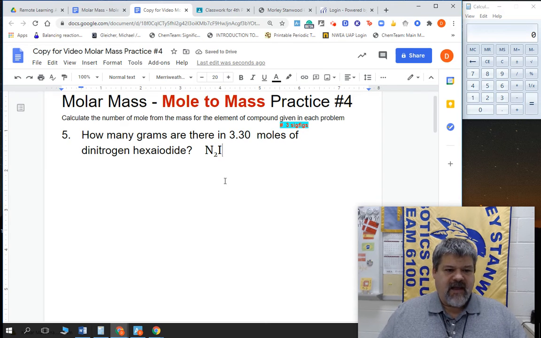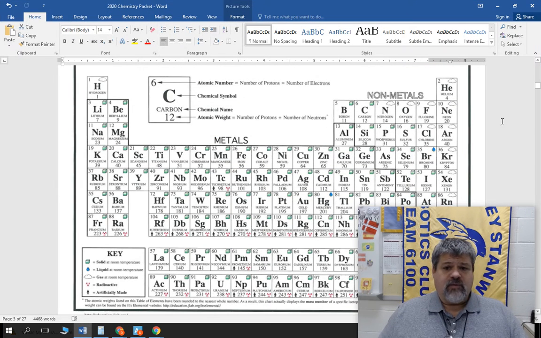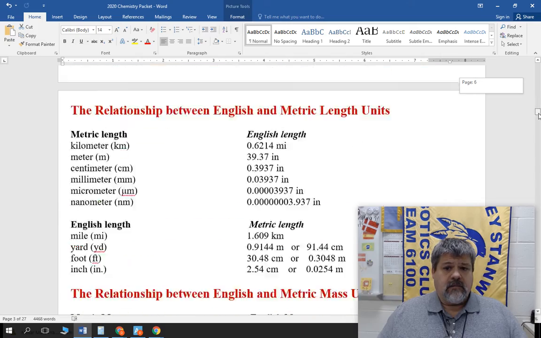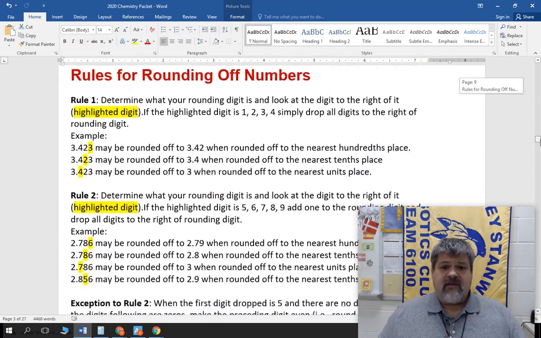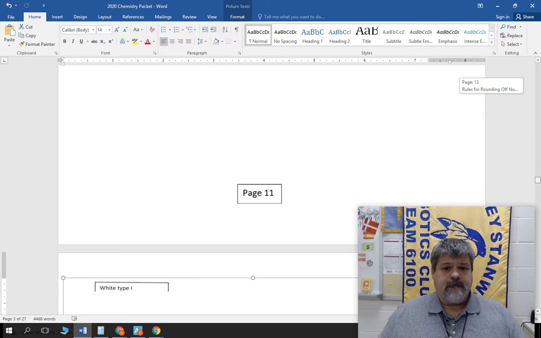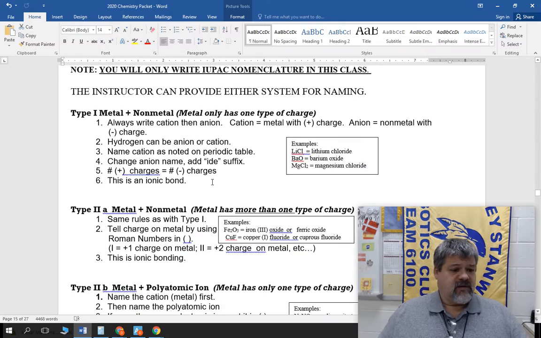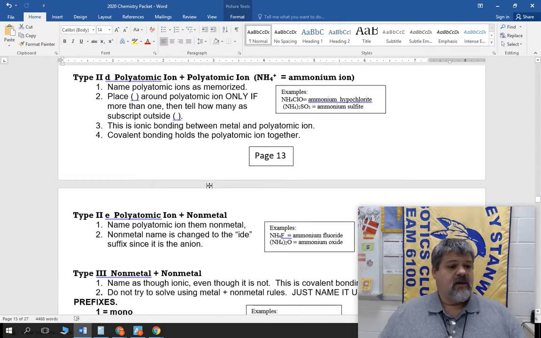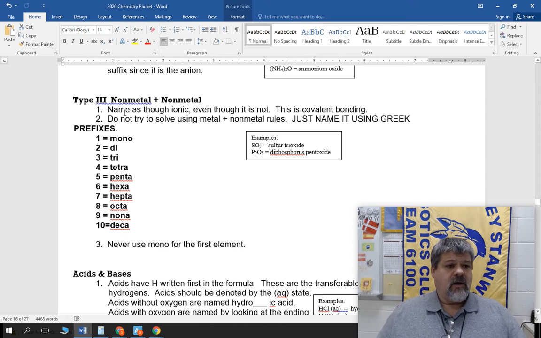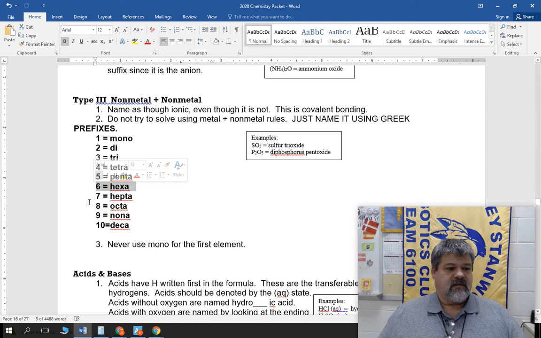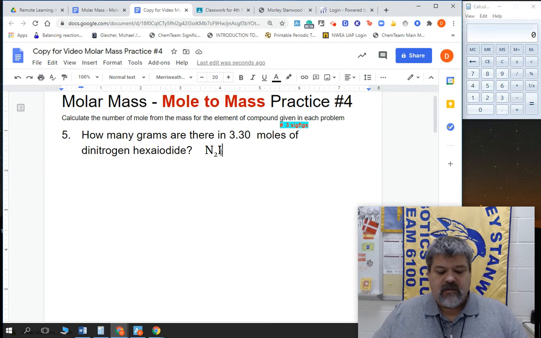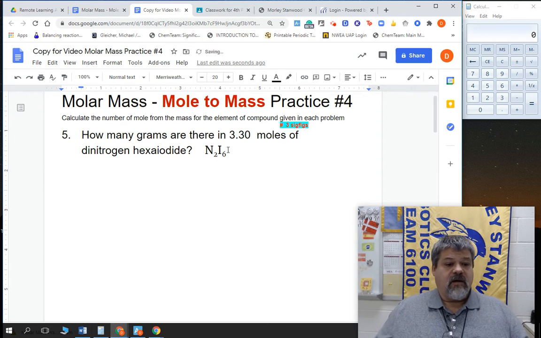Hexa. Now, off the top of my head, I might not know what hexa means. So we're going to go to our packet. If we scroll down to the nomenclature rules, which is right after the monoatomic sheet, it should be on page 15. There's 14. Should be the next page. Even though it says 12, it's 14. Let's go to type 3. That's on that next page. So type 3 right here, our prefixes are going to be that. So we go down to hexa, and I see hexa is 6. So we have 6 of those. So if I go back to our problem, hexaiodide, we're just going to put in a subscript of 6. So there is our answer right there.